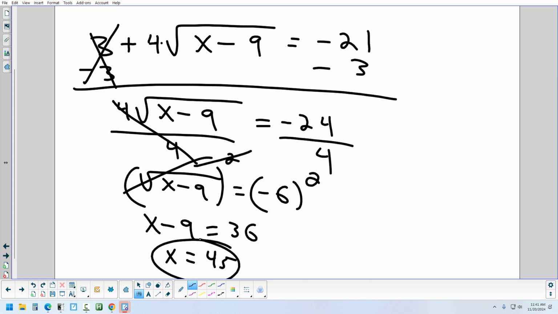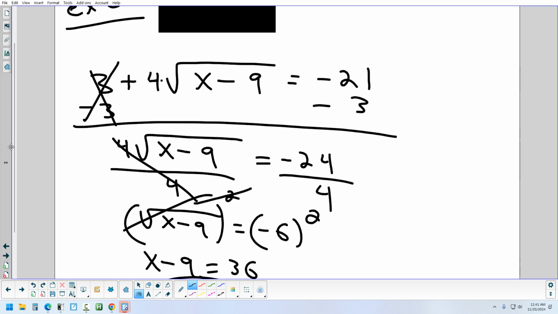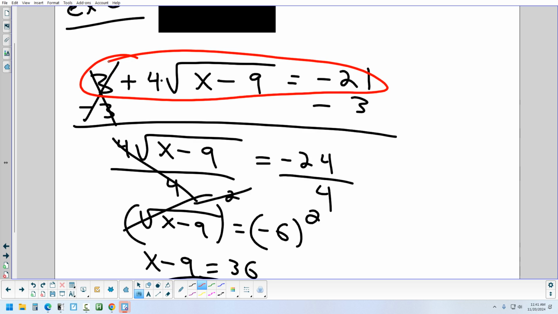And now let's check it. I'm just going to circle what we had originally, so we remember. What's 45 minus 9? 36. What's the square root of 36? 6. What's 6 times 4? 24. And what's 24 plus 3? 27. Okay? That's not what we were supposed to get. We were supposed to get negative 21.